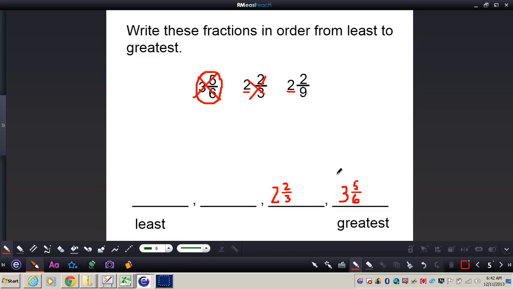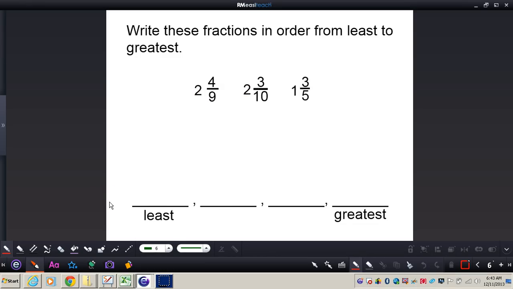So now we're just left with the lonely 2 and 2/9, and that 2 and 2/9 can go right in front of that 2 and 2/3 for the least. Fractions in order from least to greatest: 2 and 2/9, 2 and 2/3, and 3 and 5/6. What I want you to do now is pause this video and write these fractions in order from least to greatest, and when you press play, I will have the answers for you. So pause the video now.